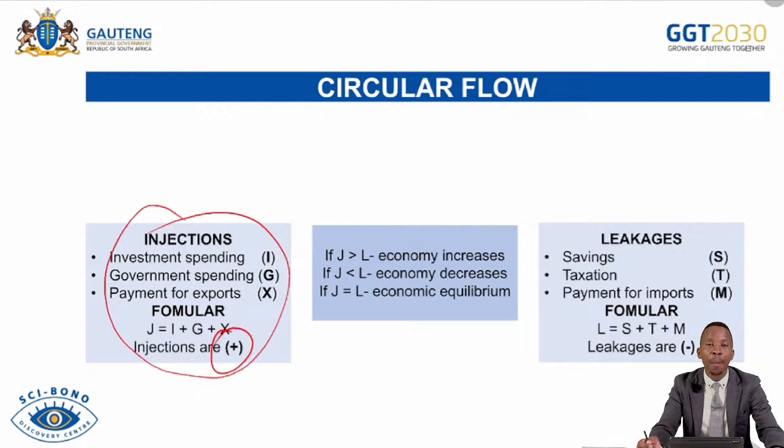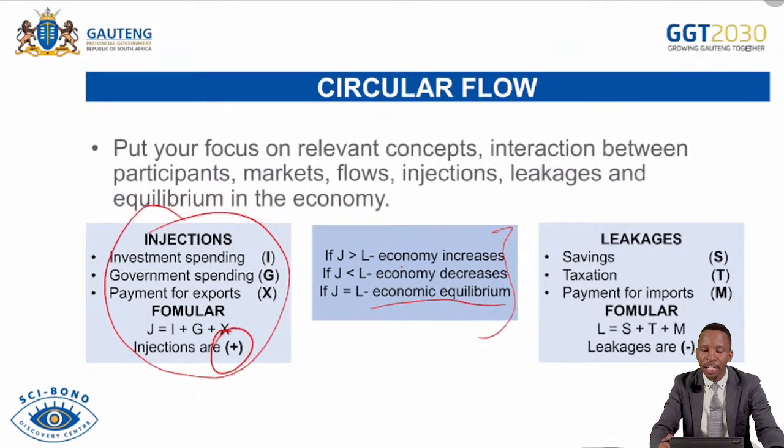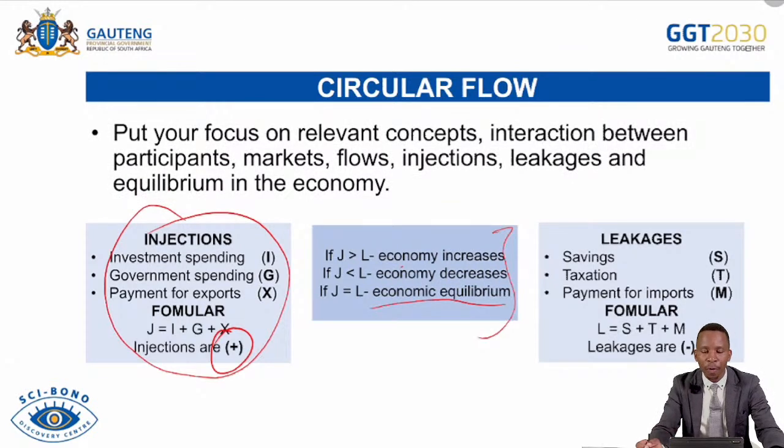Remember, injections are always positive because as much as they occur or prevail, there will be positive growth in the economy. And remember the effect: if injections are more than leakages, the economy will increase. If injections are less than leakages, the economy decreases. And if they are equal, we have economic equilibrium. Remember, listing leakages, we have savings, taxation, and payment for imports. Know the formula L equals S plus T plus M. And leakages are always negative. Put your focus on relevant concepts: interaction between participants, flows, market flows, injections, leakages, and equilibrium in the economy.